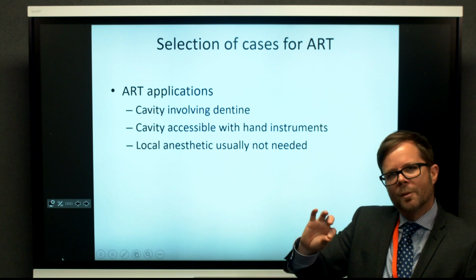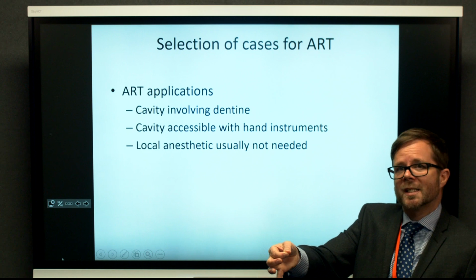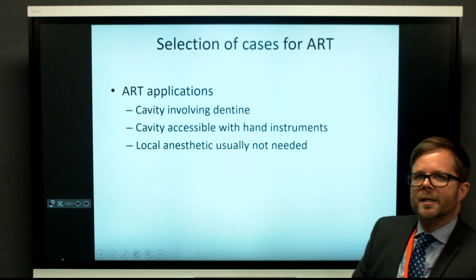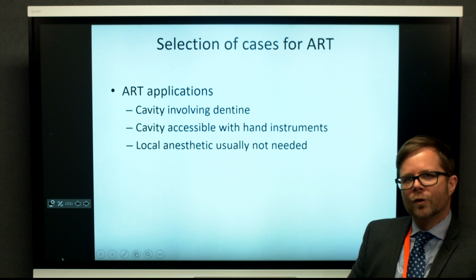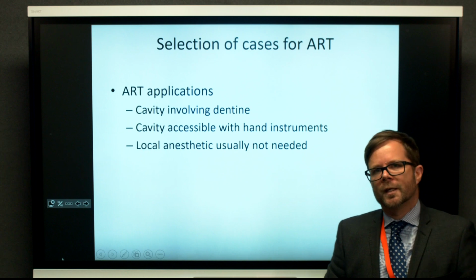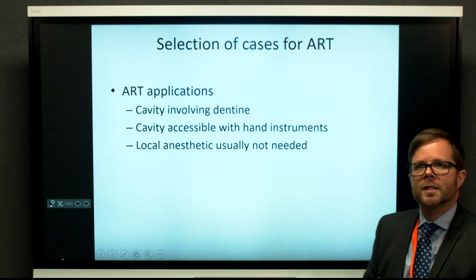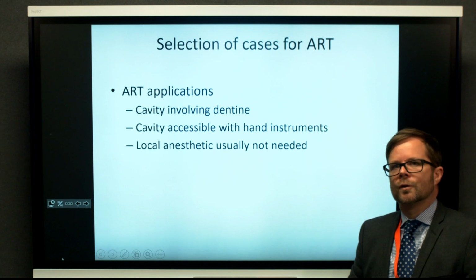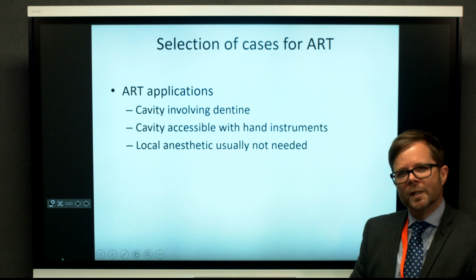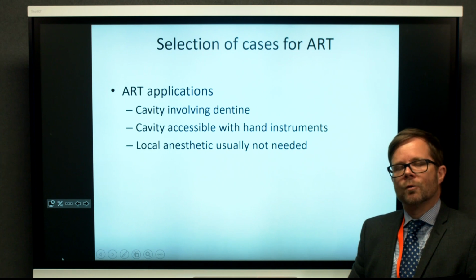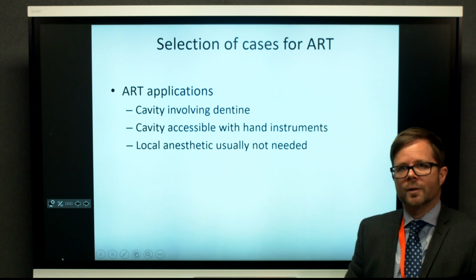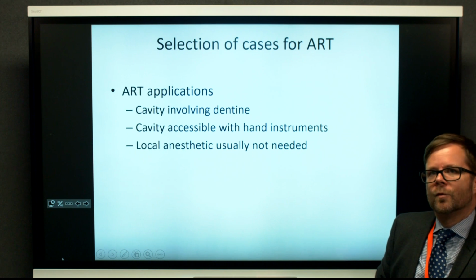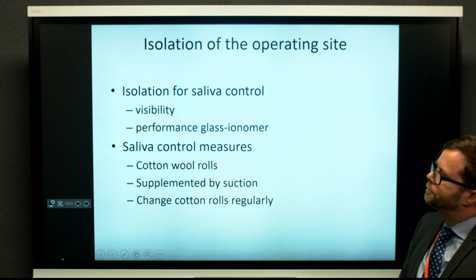So we need to be able to place our hand instruments, and we need to be able to see into the cavity. The other good thing about the ART technique is that local anaesthetic is usually not used, and this is actually one of the indications in which you might use it, even in a modern clinic setting: if it's not possible to use local anaesthetic for some reason, but you really do want to arrest or stop the progression of a large carious lesion in a tooth, then that's a really good indication for using the ART technique.